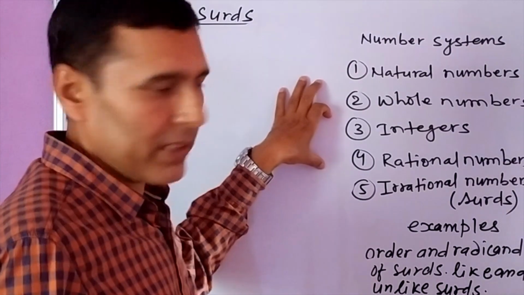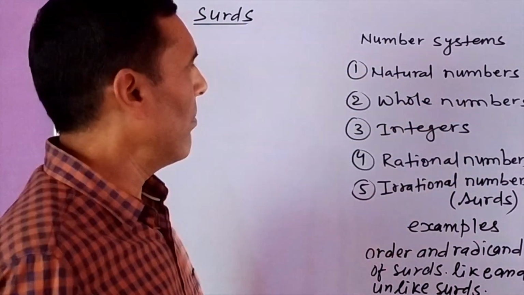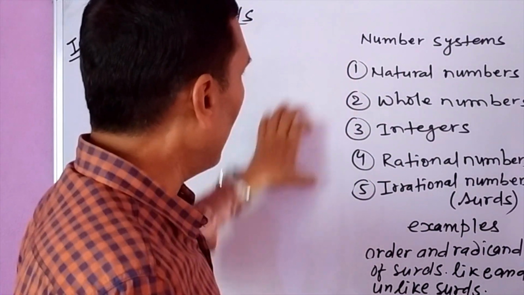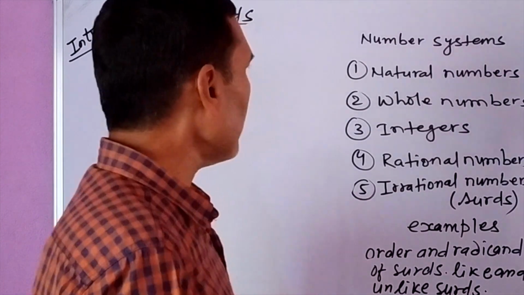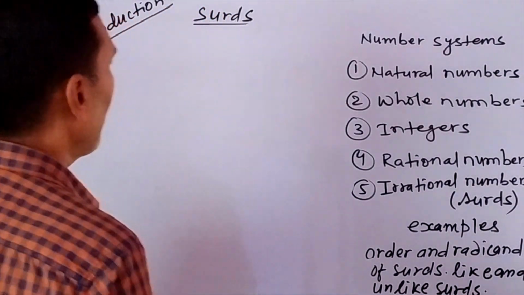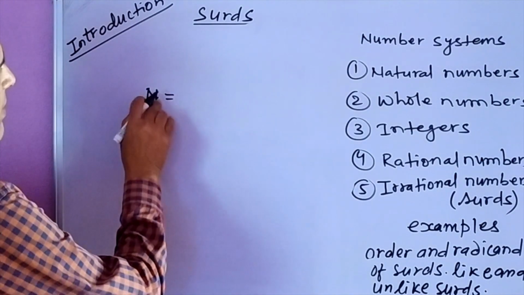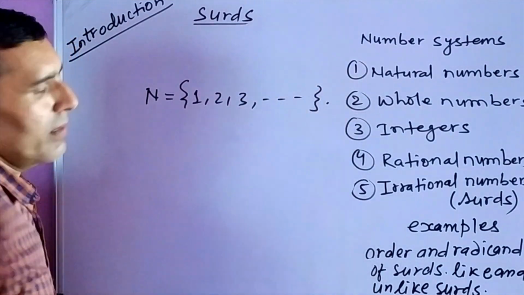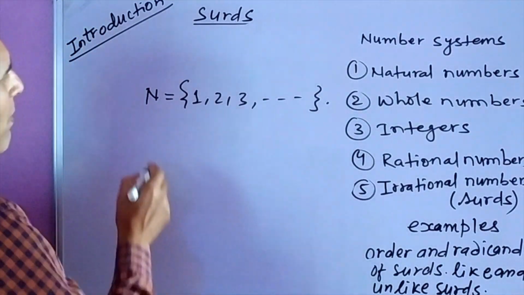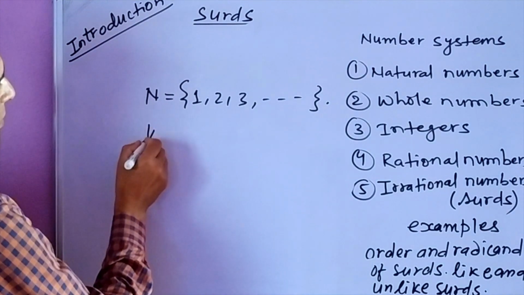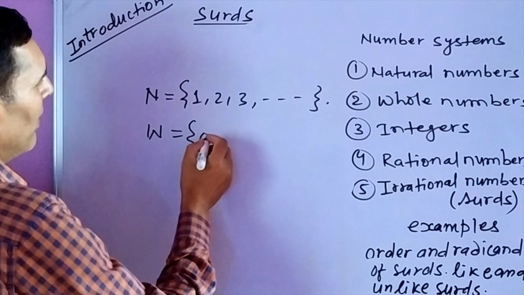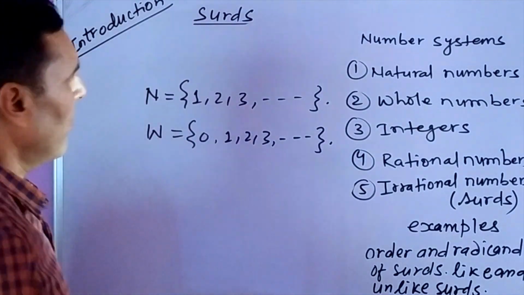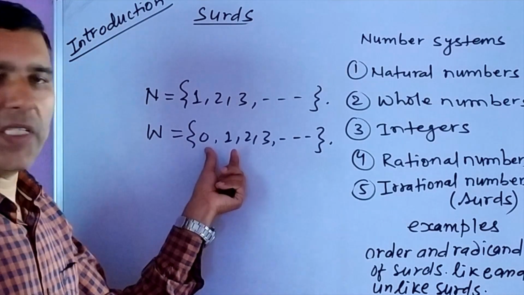There are different types of numbers like natural numbers, whole numbers, integers, rational numbers and irrational numbers. And these are all included within the real numbers. You know that natural numbers are denoted by N: 1, 2, 3 like that. This is the set of counting numbers starting from 1. And whole numbers, we denote by W, and whole numbers include 0, 1, 2, 3 and all other counting numbers, starting from 0.